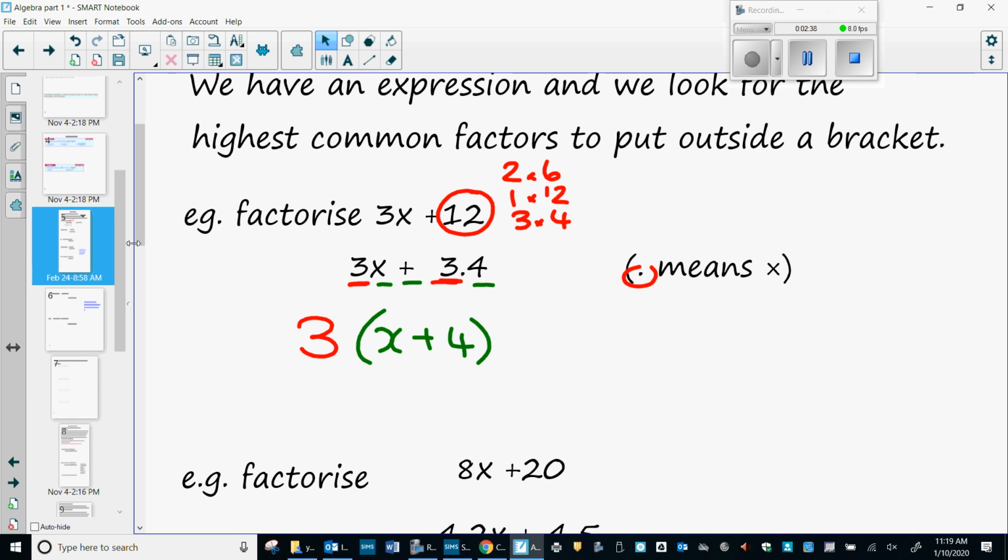Now, something that you may do is say, okay, I'm looking at 3x and I'm looking at 12, and I know that 3 is my common thing, so I'm going to put my 3 to the front and ask, what do I have to multiply this 3 by to get 3x? Well, that's obviously x. What do I have to multiply 3 by to get back to 12? That's my 4. So that's another thought process as to how you can factorize.